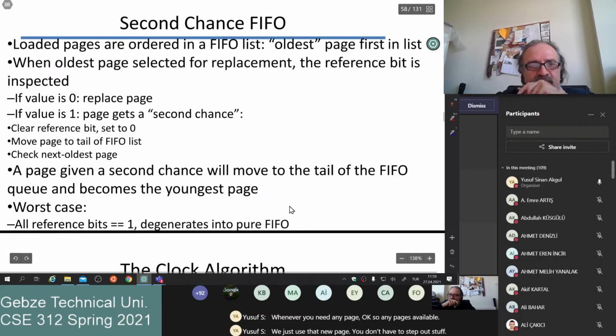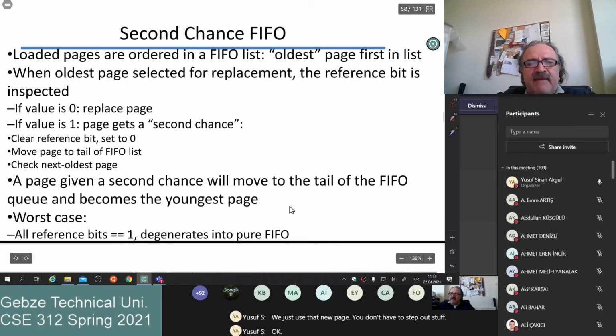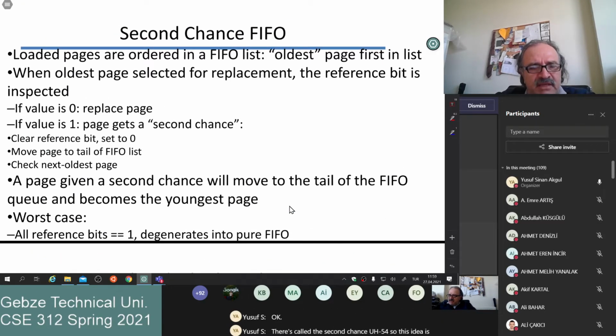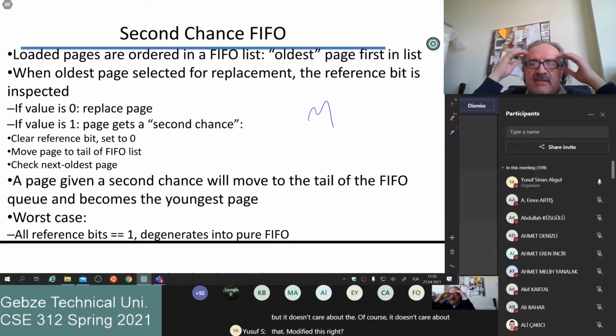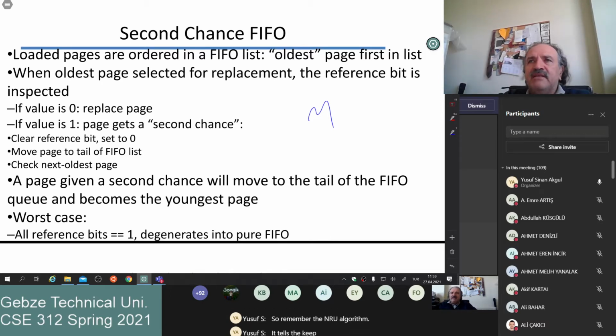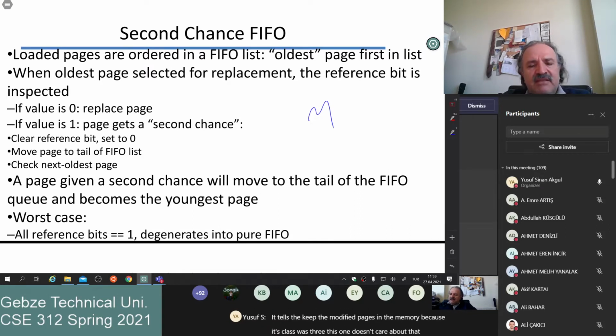You don't have to swap out stuff. Okay, that's called the second chance FIFO. So this idea is good, but of course, it doesn't care about the modified bits, right? Remember the NRU algorithm, it tends to keep the modified pages in the memory because its class was 3. This one doesn't care about the modified bits, okay? It makes all the decisions based on how old the pages are and if the R bit is 0 or 1.